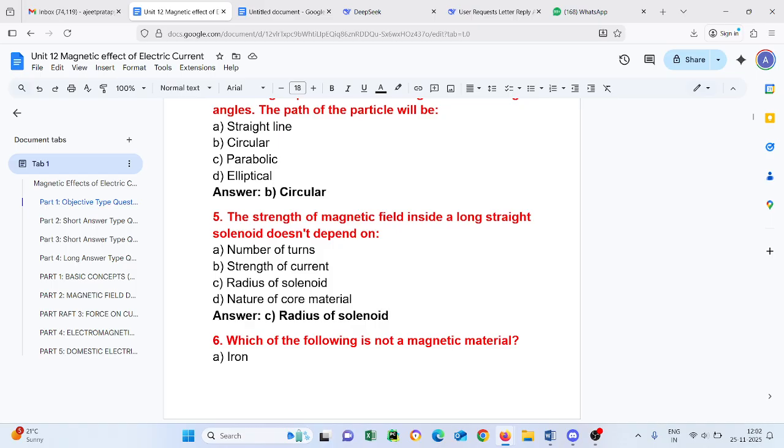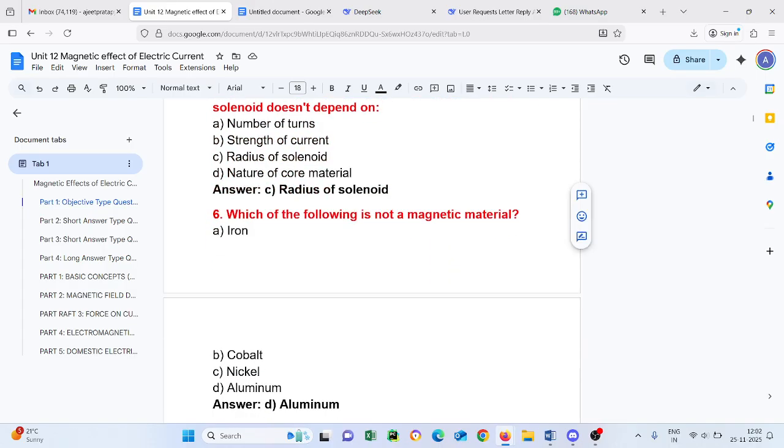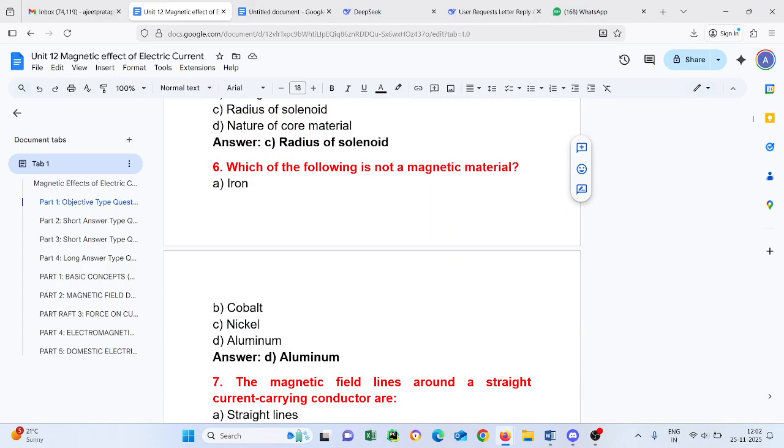Question number 5: the strength of the magnetic field inside a long straight solenoid does not depend on the number of turns, strength of the current, radius of the solenoid, or nature of the material. Radius of the solenoid. Question: which of the following is not a magnetic material? Iron, cobalt, nickel, aluminium. Aluminium is not a magnetic metal.